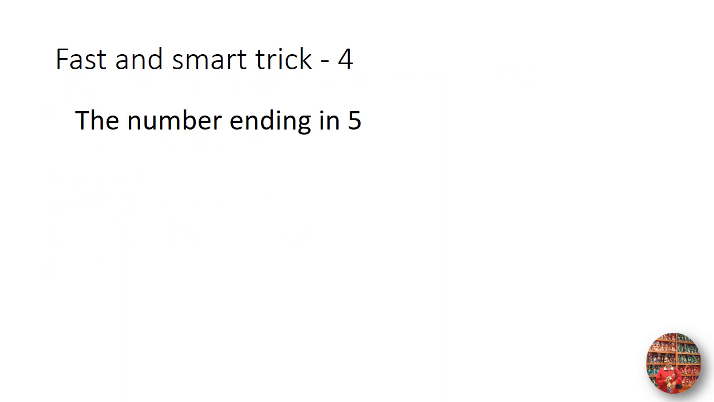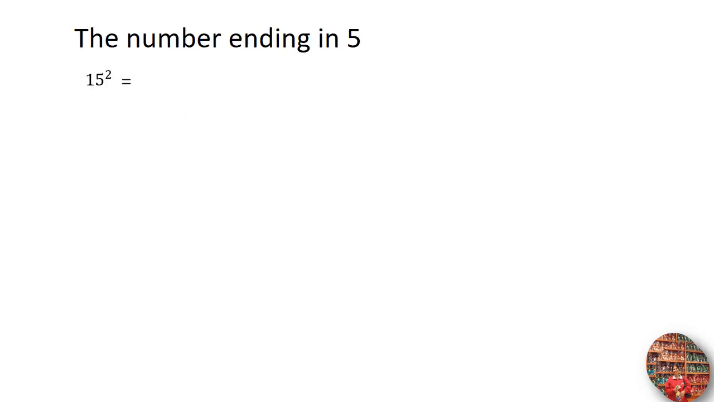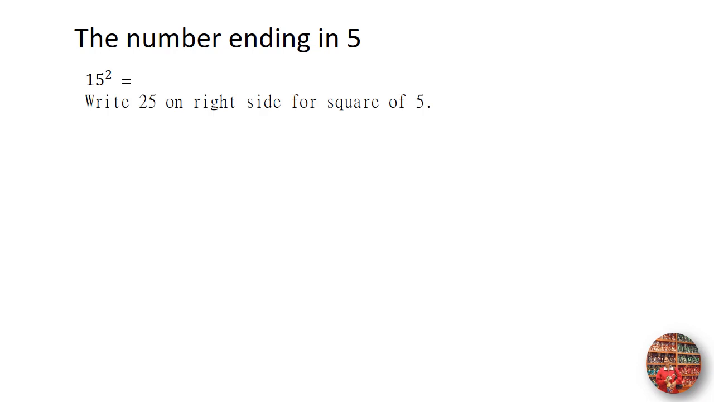Next is trick 4. When the number ends in 5. Suppose for example we are taking 15. The square of 15 is how much? 225. Let us apply some trick. Write 25 on the right side, the square of 5, because square of 5 is 25. So always you will get a 25 on the right side when a number ends in 5.